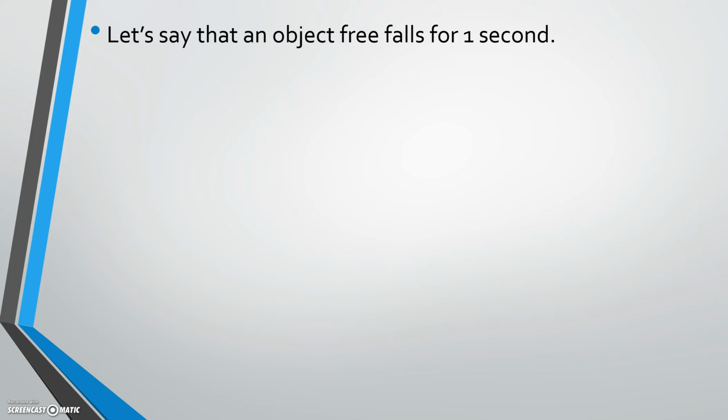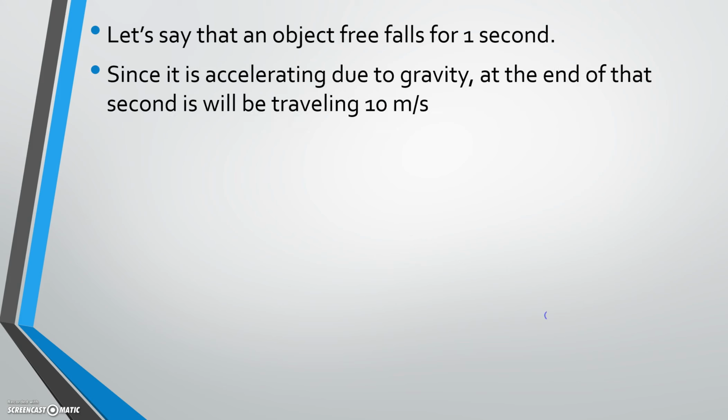Let's say that an object free falls for 1 second. Since its acceleration is due to gravity, at the end of that 1 second, it will be traveling 10 meters per second. Since the acceleration due to gravity is 10 meters per second squared, each second our object will be traveling 10 meters per second faster than the previous second.